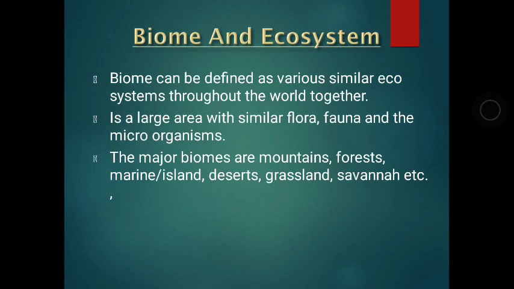Next, biome and ecosystem. We will see what we mean by biome and how it relates to ecosystem. A biome can be defined as various similar ecosystems throughout the world together. Ecosystem is the one where organisms live in, and biome is the cluster of various ecosystems. So a biome is a large area with similar flora, fauna and microorganisms, that is, similar plants, animals and microorganisms. I hope you know what flora and fauna mean. Yes. The major biomes are mountains, forests, marine, island, deserts, grasslands, savanna, etc.